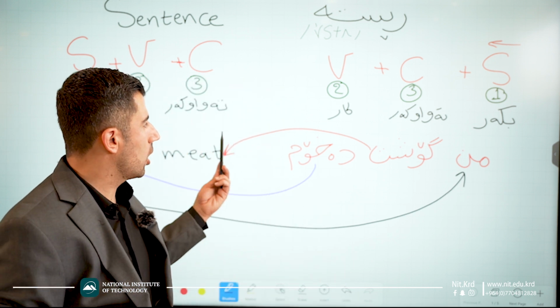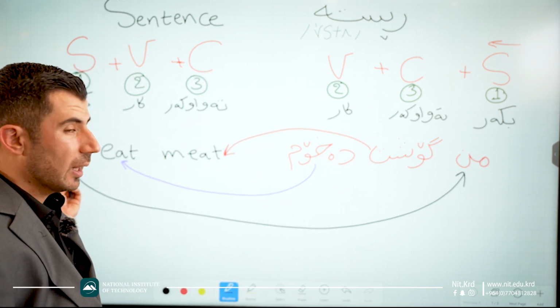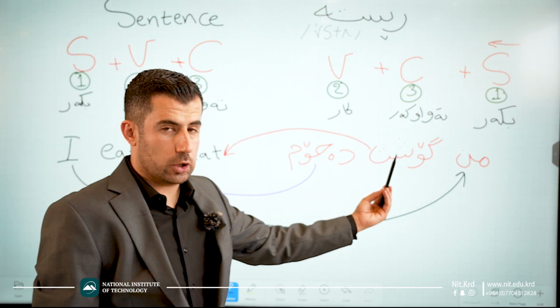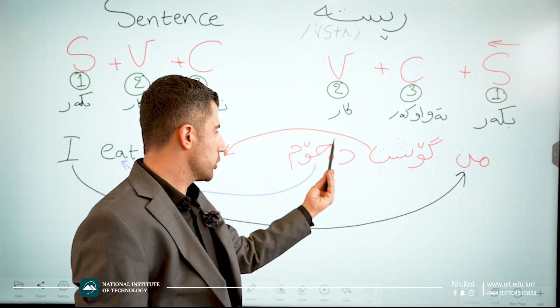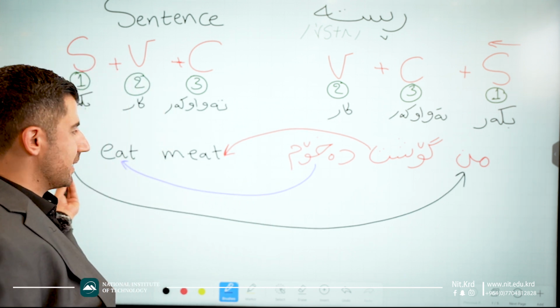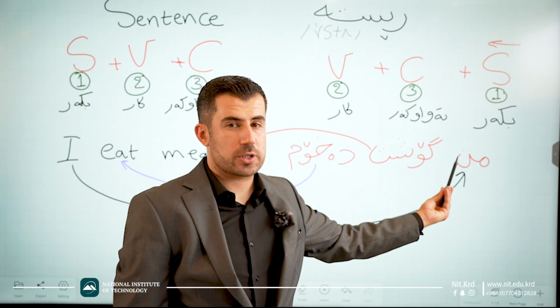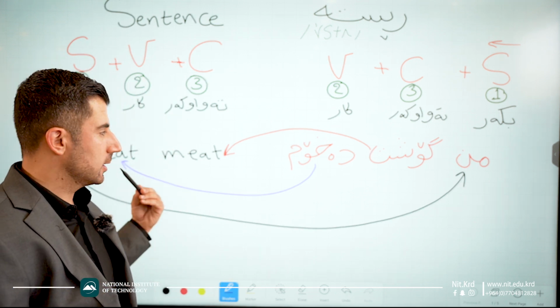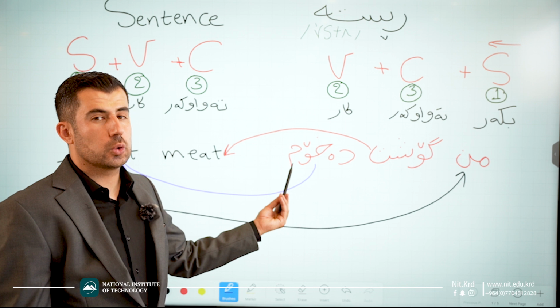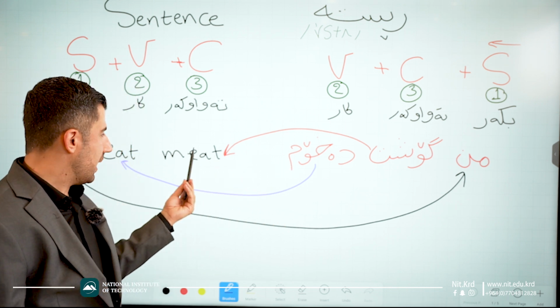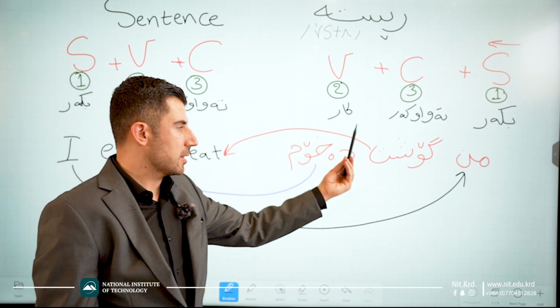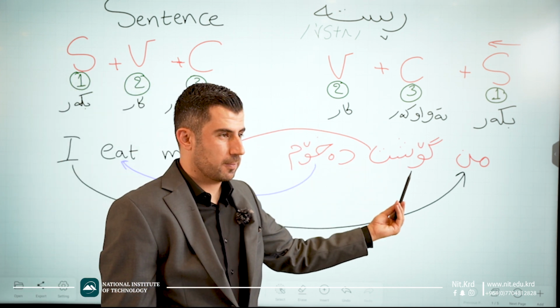Just have a look at this example. I eat meat. Okay? In Kurdish we say men, gosht, dakhom. I is equal to men, which is a pronoun. Good? After that we have the verb of eat. Eat is equal to dakhom. The last one in English, which is the meat object, comes in the middle, which is the gosht.